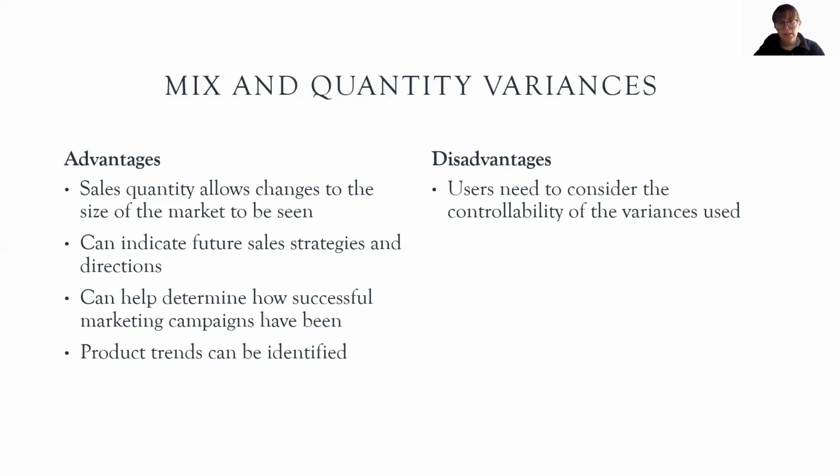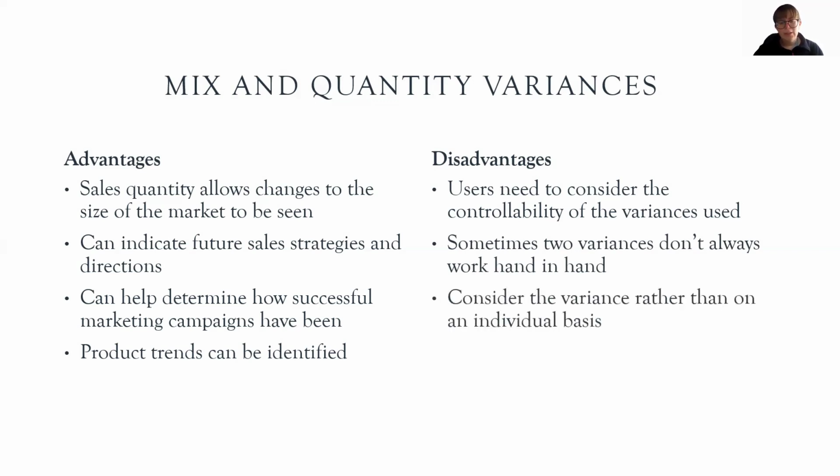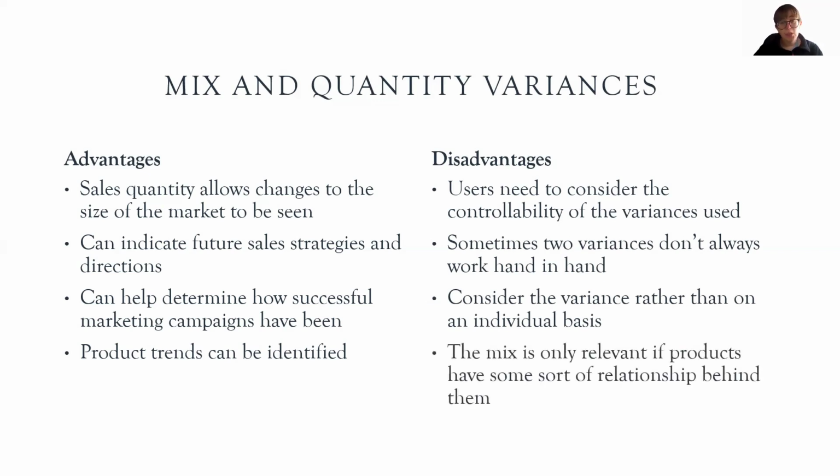Disadvantages then. Well, users need to consider the controllability of the variances used, because sometimes two variances aren't always going to work hand in hand. Consider the variance rather than on an individual basis. And the problem with that is, if we are just looking at the variance as a whole, we may well end up with products that aren't such a good seller left. And the mix is only ever going to be relevant if products have some sort of relationship behind them. And in many, many businesses, many organizations, it's just impossible to say that every single item they sell is going to be linked.